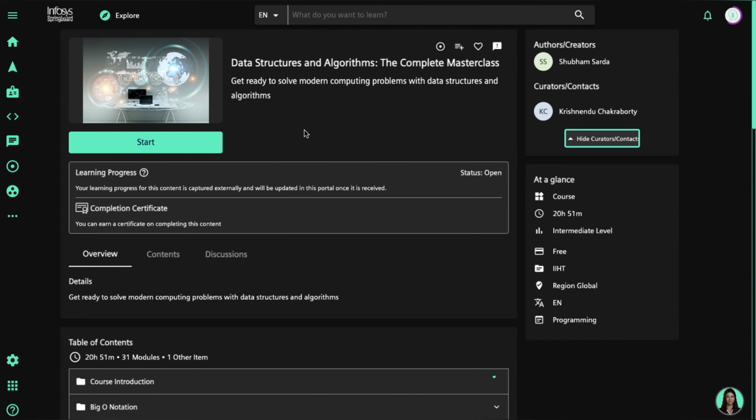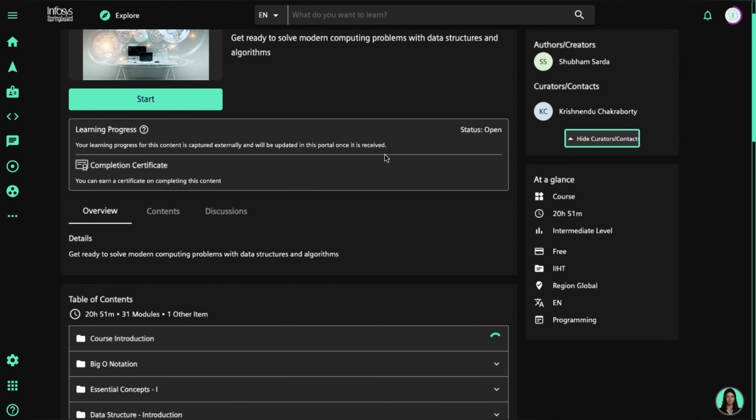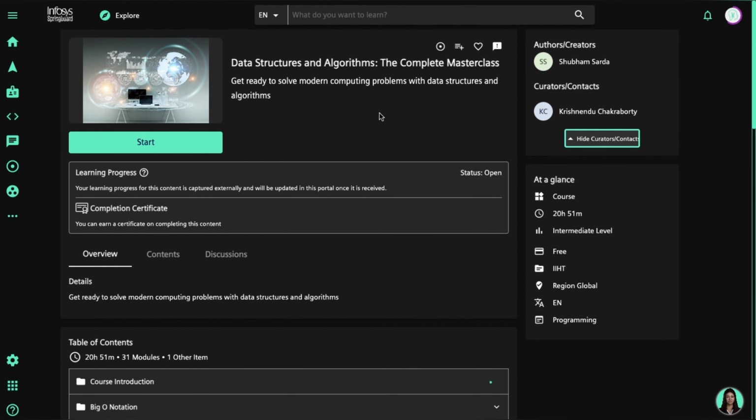So what is DSA? DSA is an important factor nowadays. This is powered by Infosys. The authors and the creators is Shubham, and this process will be completely online.